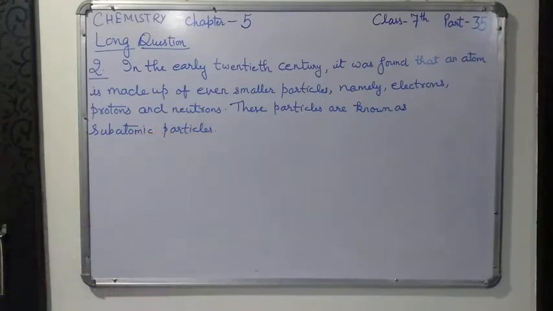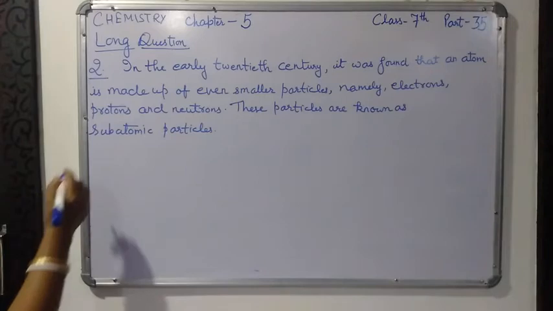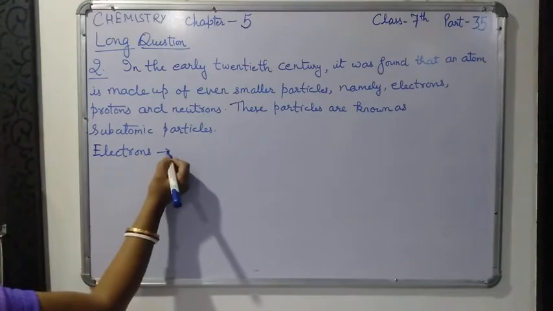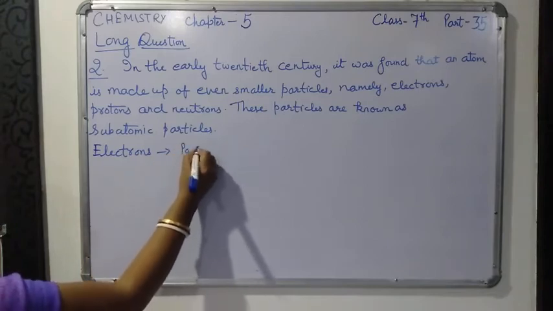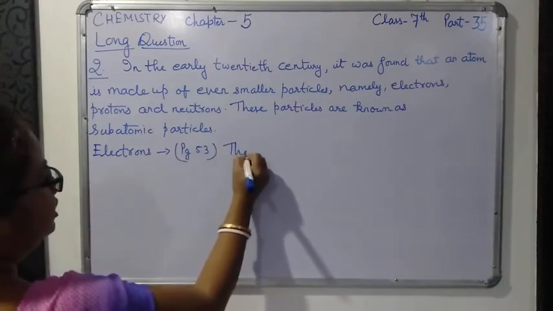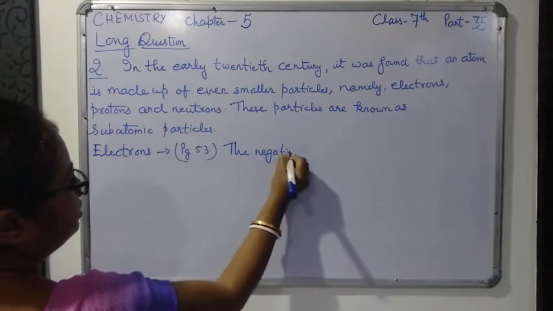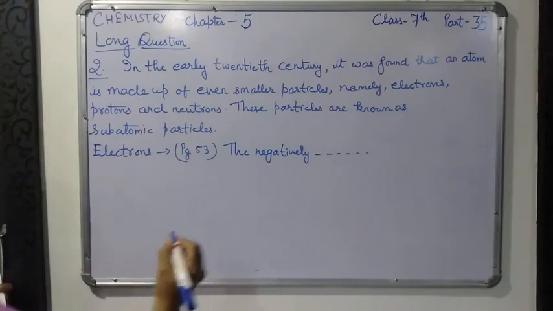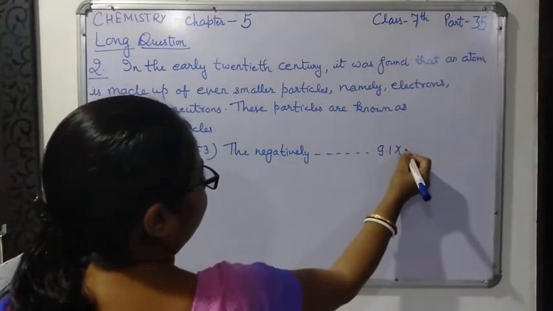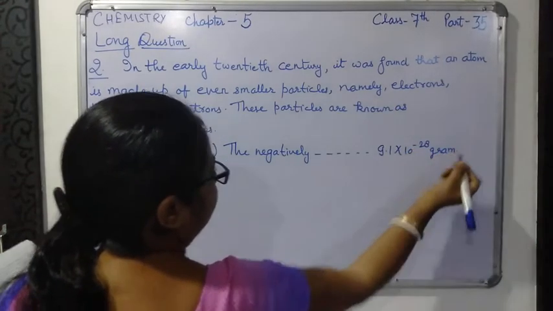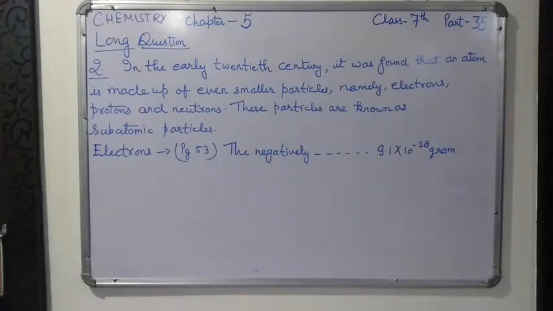Now it is asking what are the differences between electrons, protons and neutrons. So first you have to write the heading electrons. Now you have to open page number 53. In page number 53 you have to start with "negatively" and write till 9.1 into 10 raised to the power minus 28 gram. Okay, this is your first one, electrons.